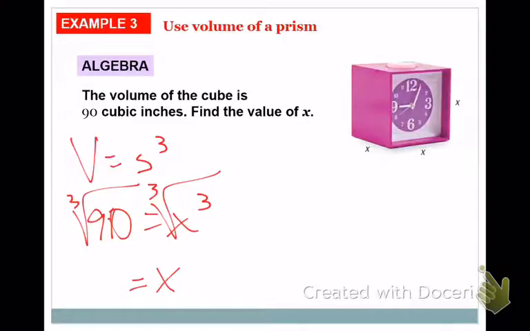So we got to punch it into our calculator, and depending on your calculator, the buttons that you push may be a little bit different. So if you're not sure how to use your calculator, make sure that you find me and ask me how to get the cube root out of your calculator. But it should be 4.5, rounded, 4.5.